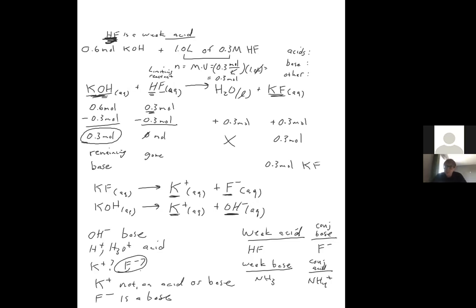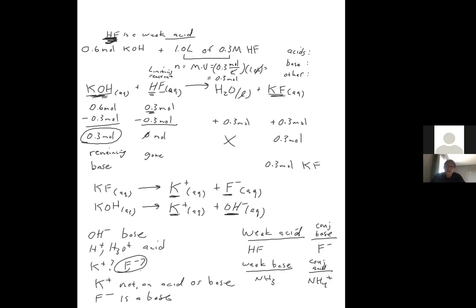Okay, so the fluoride ion will make water basic. But what about the potassium ion? I said that that's not an acid or a base. Well, it's the conjugate acid of a strong base. And this gets back to the last lecture, right at the end of chapter 16. You can review that if you want toward the end there. The point being that the conjugate acid of a strong base has no effect on acidity. The conjugate base of a strong acid has no effect on acidity. But the conjugate base of a weak acid is basic.